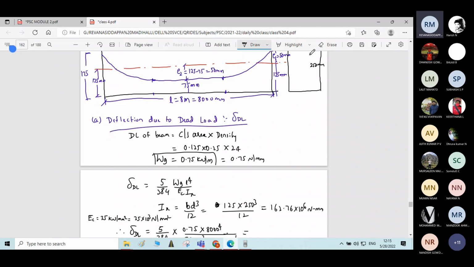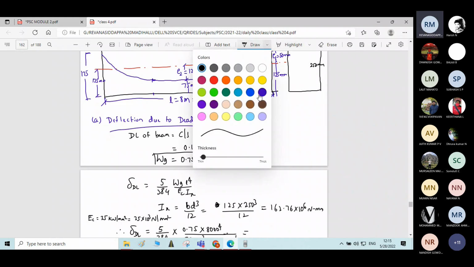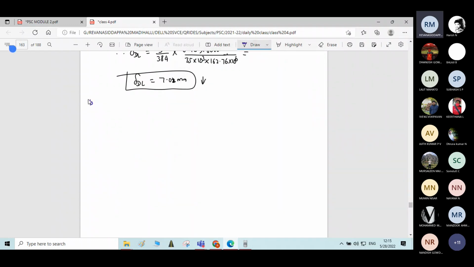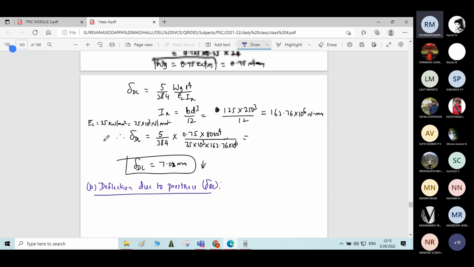Similarly, you find deflection due to prestress. Question B: deflection due to prestress, delta PS.